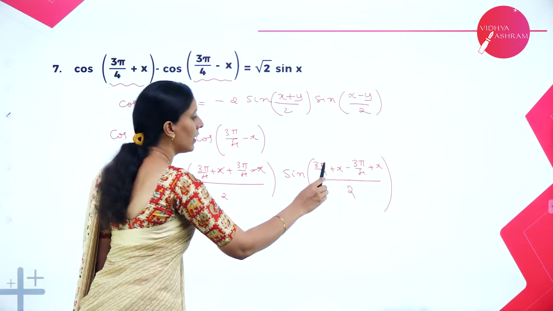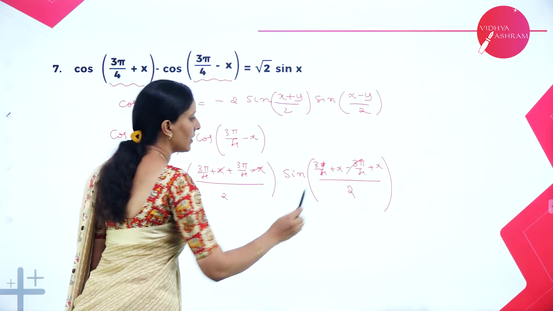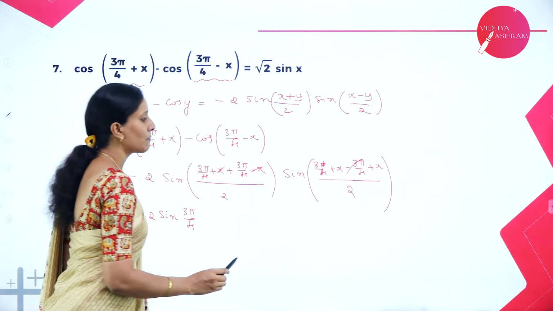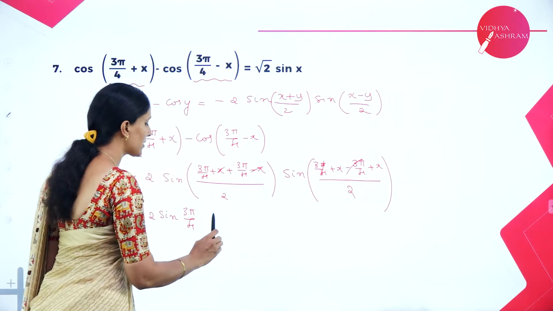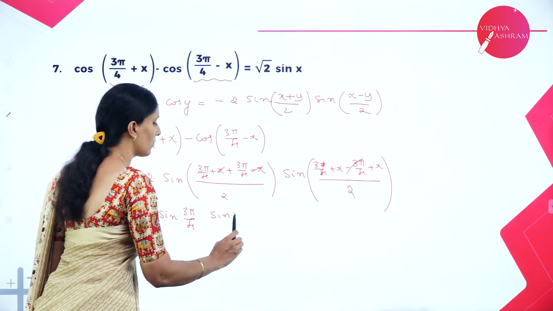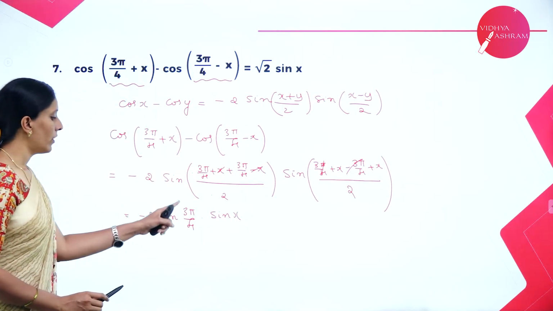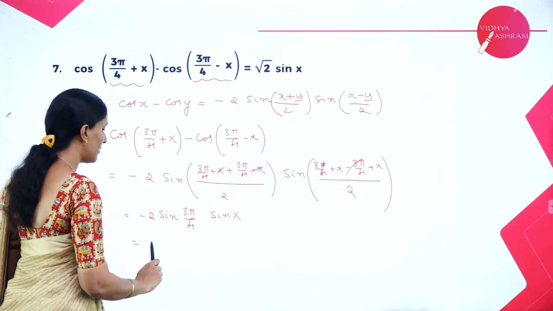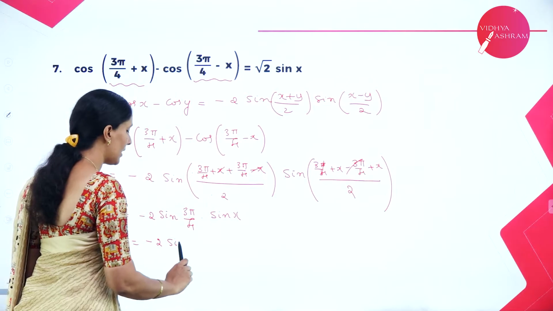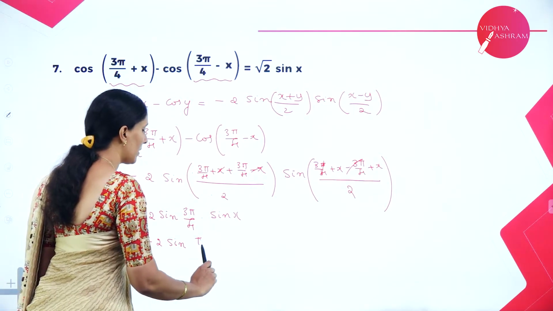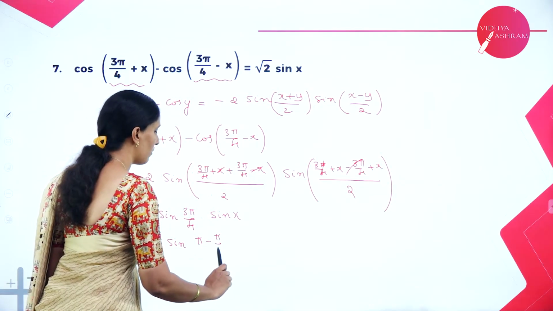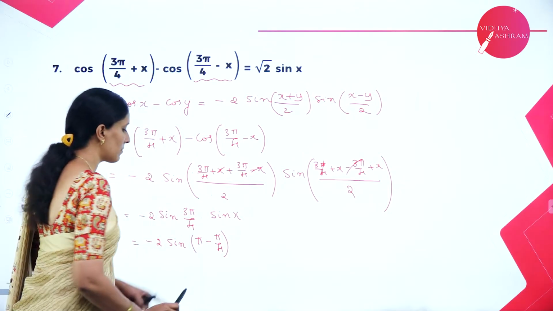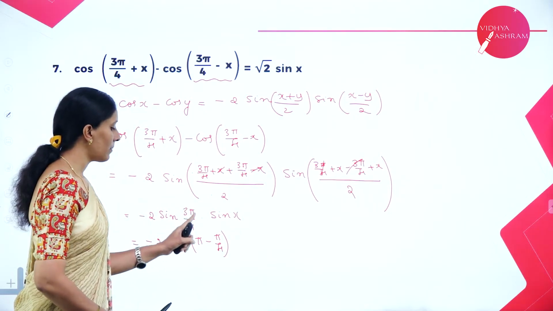And here 3 pi by 4 minus 3 pi by 4 cancels. x plus x is 2x. 2x by 2 is sin x we will get. Now we don't know the standard value for 3 pi by 4, but I can write 3 pi by 4 as sin of pi minus pi by 4. So pi minus pi by 4 is the same as 3 pi by 4.